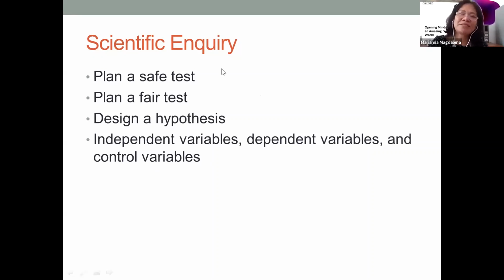So for doing scientific inquiry, you just have one question or one hypothesis. That's the point, only one hypothesis. Because if you have more than one hypothesis, it's hard for you to design the experiment also.